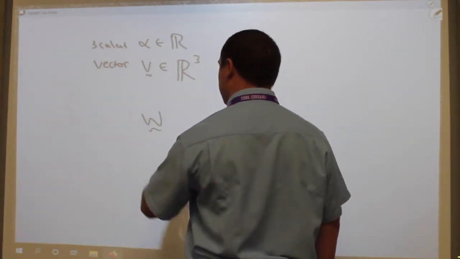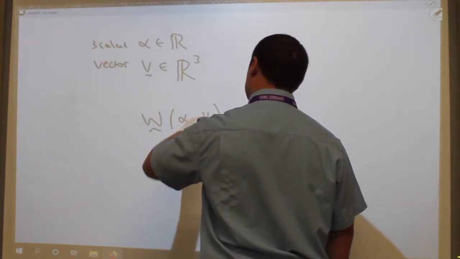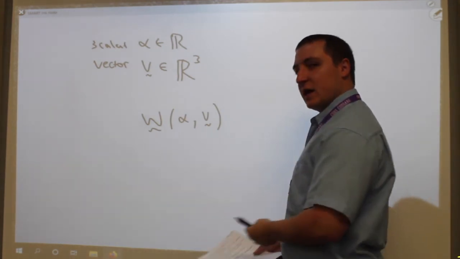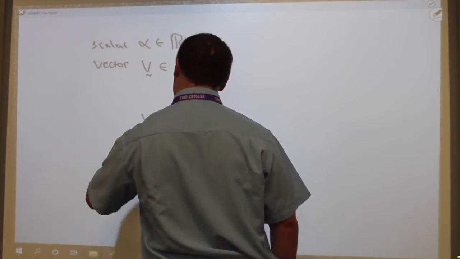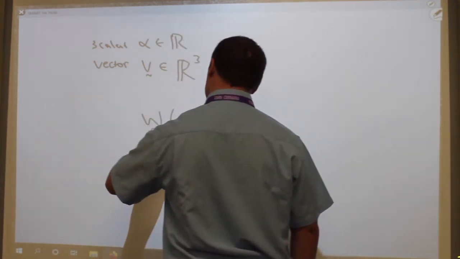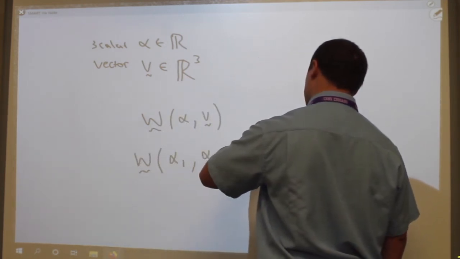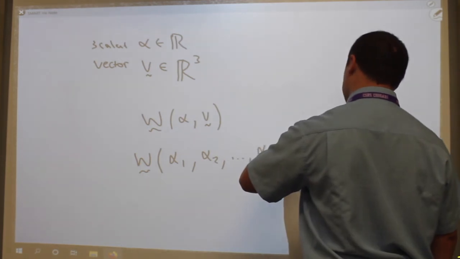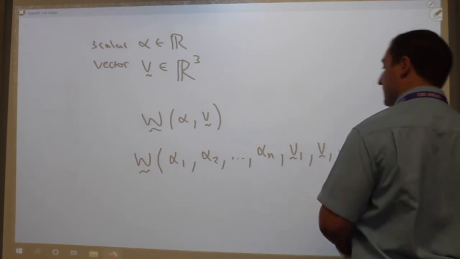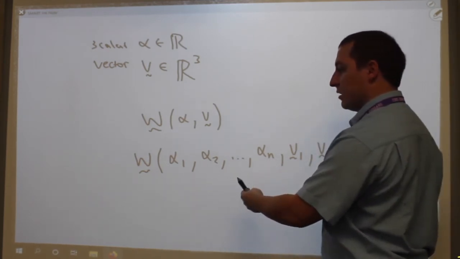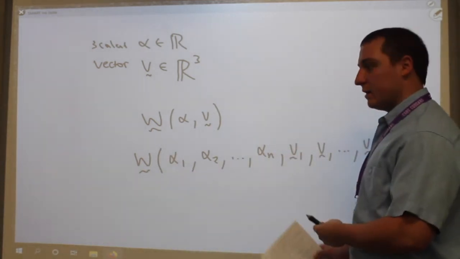And I can just say, for example, that it takes as its argument some scalar or a vector. And I could make this any group of scalars and vectors. So I could say that my function w is a function of alpha 1 and alpha 2 on and on until alpha n, and a function of the vectors v1, v2, on and on until vn. So I can define it as a function of any number of scalars and vectors, and it's returning to me a vector. How do you do this?